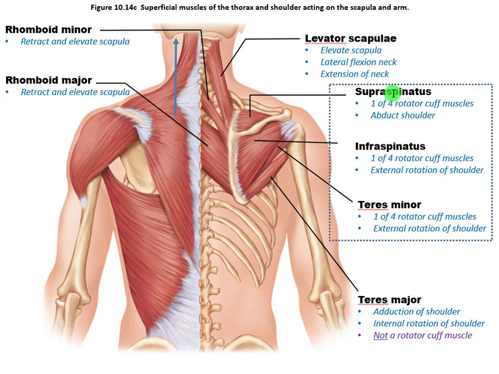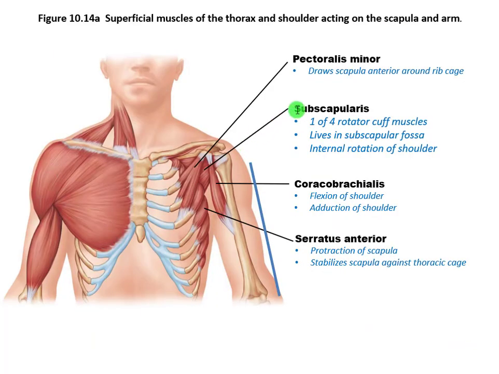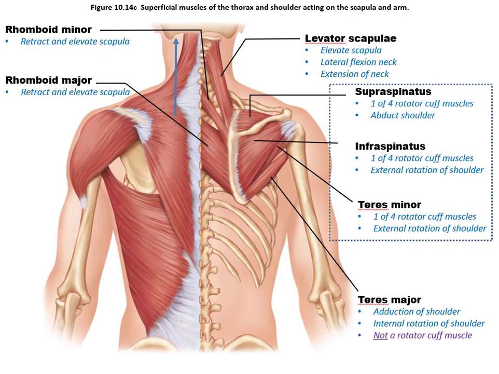So collectively, supraspinatus, infraspinatus, teres minor, and subscapularis, this guy right over here, these are the 4 rotator cuff muscles. All right. Teres major is not a rotator cuff muscle, and what he does is that he will internally rotate and adduct the shoulder. So he is not a rotator cuff muscle.